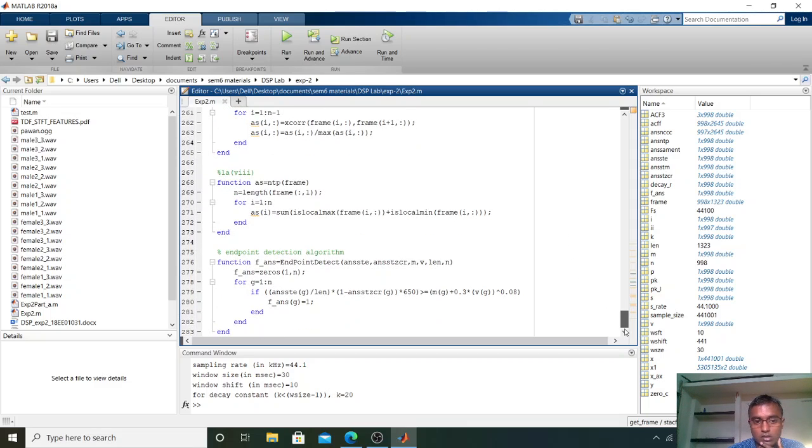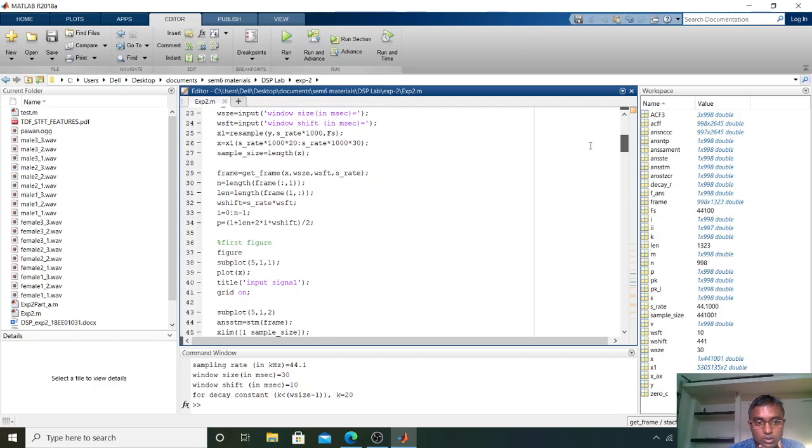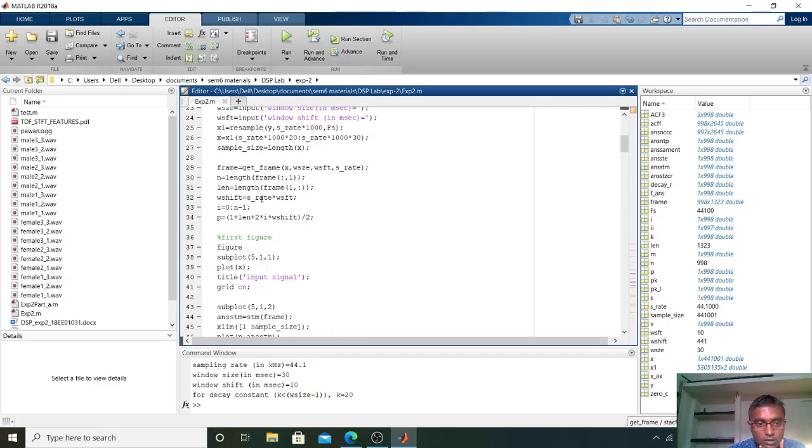And after that, this I will explain in a later part. So now let's go to this one. Up to this point I have explained, and after that, first of all I am calling the frame function, and it is returning all the frames.